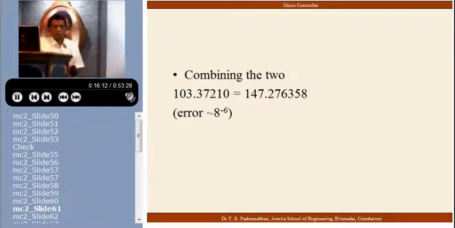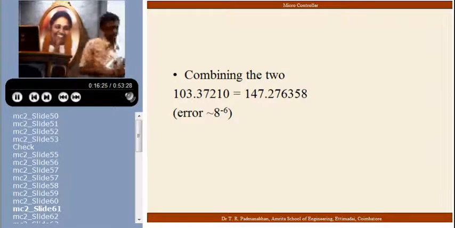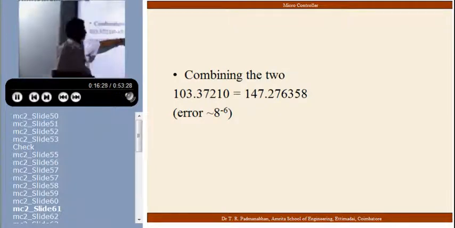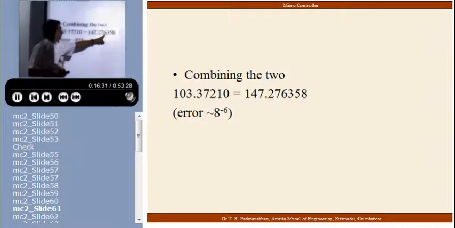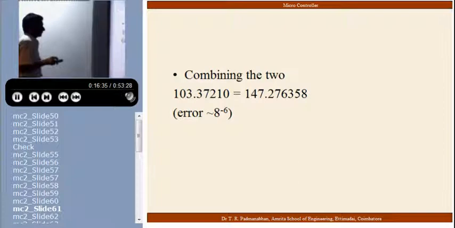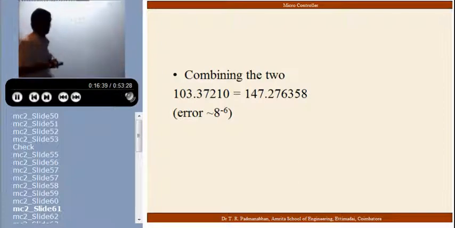If I combine the two, I have done the conversion on either side of the radix point separately, and I have combined them. Incidentally, the error here is of the order of 8 raised to minus 1, minus 2, minus 3, minus 4, minus 5, minus 6. So that is the order of the error. The error of the conversion will be of the order of 8 raised to minus 6.